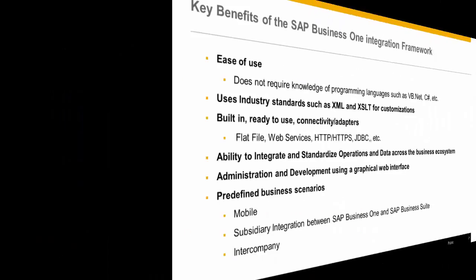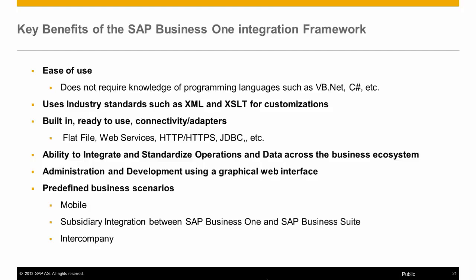Integration Framework. The key benefits of the SAP Business One Integration Framework are its ease of use, where we do not require knowledge of programming languages such as VB.NET, C#, Java, etc. We use industry standards such as XML and XSLT for customizations. We have built-in ready-to-use connectivity types such as flat file, web services, HTTP, and so forth. The ability to integrate and standardize operations and data across the business ecosystem, administration and development using a graphical web interface, and predefined out-of-the-box business scenarios such as mobile, subsidiary integration between SAP Business One and SAP Business Suite, and intercompany transaction processing.